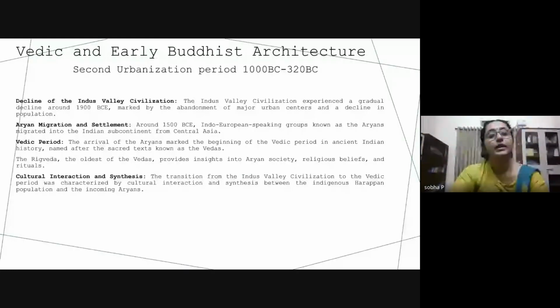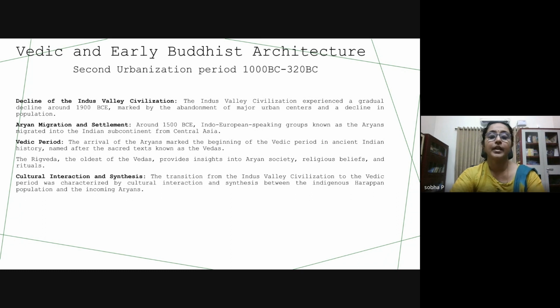So moving on to the Vedic and early Buddhist architecture, the decline of the Indus Valley civilization happened around 1900 BCE. That decline actually brought about Aryan migration and settlement. That is, Indo-European speaking groups known as Aryans migrated into the Indian subcontinent from Central Asia. So the Vedic period started with the migration of Aryans. We know the four Vedas, and out of that, the Rig Veda is the oldest of the Vedas, which provides insights into the Aryan society, the beliefs and the rituals, etc.